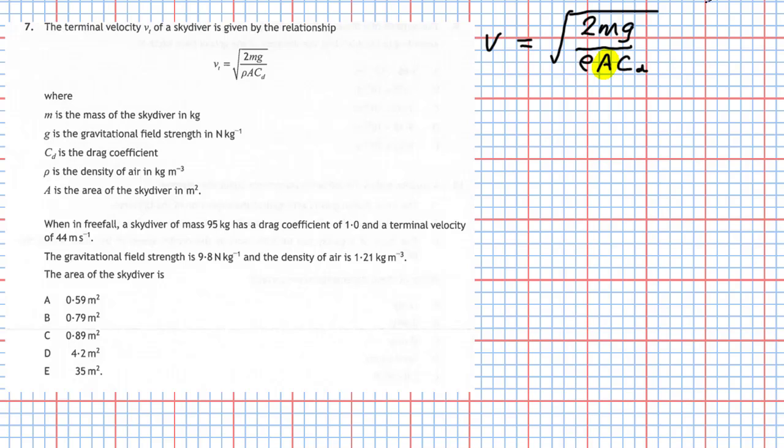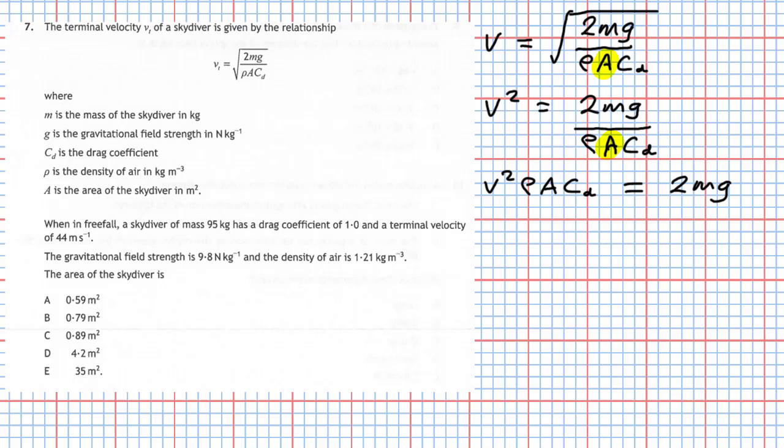But we should have enough math skill to do that, because if we've got a square root on one side, we just square the other side. So we have v squared, and that's going to be equal to 2mg, because the square root disappears, divided by the density rho times A times C subscript d. Now, we've still got to find that A, so keep track of it, don't lose sight of it. So next thing we do is we cross multiply. So we have v squared multiplied by rho multiplied by A multiplied by C subscript d, and that should equal the numerator here, 2mg.